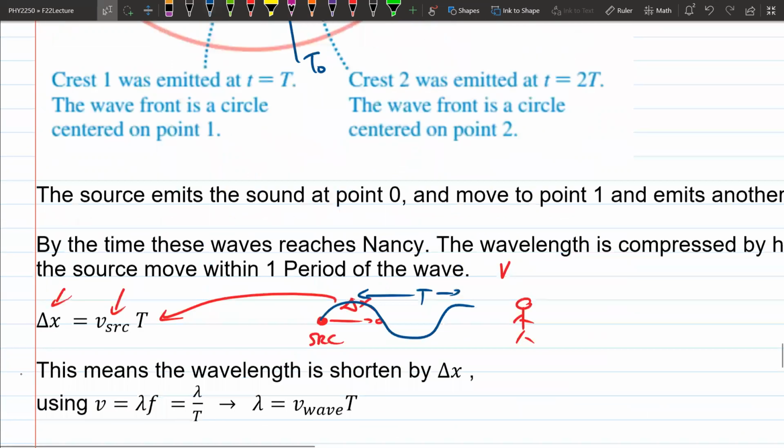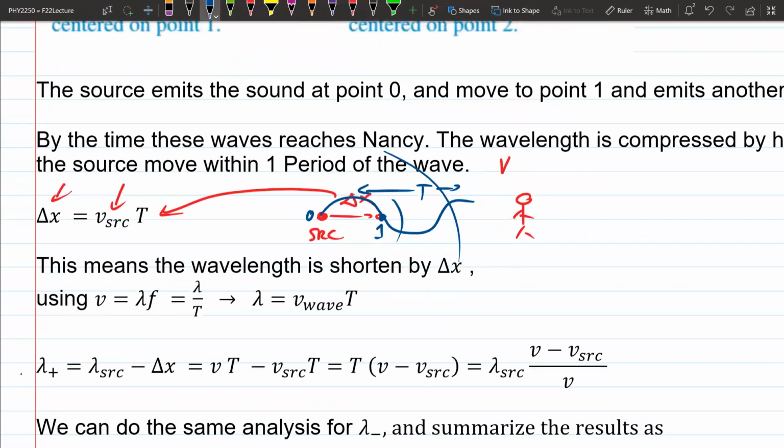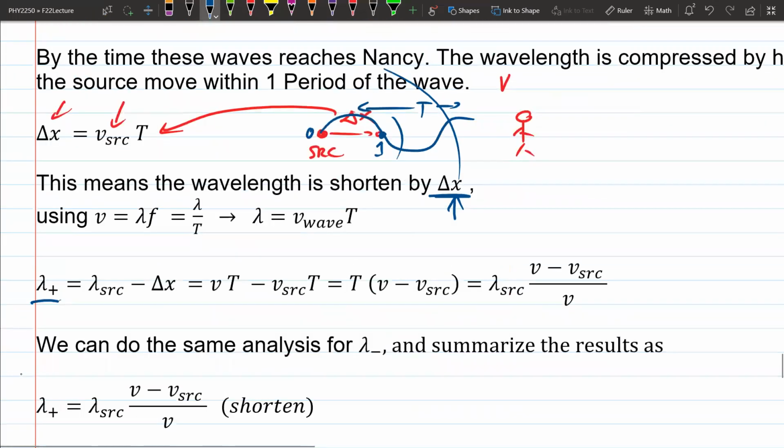So that's the shift in distance, because that's how far it moves. At 0, it makes a pulse this way, but then at 1, it starts the pulse here instead. Therefore, the wavelength is going to be shortened by this delta x. So if we want to figure out how much the wavelength gets shortened, we take the wavelength if the source is not moving, the regular wavelength we're used to, and subtract this delta x from it.